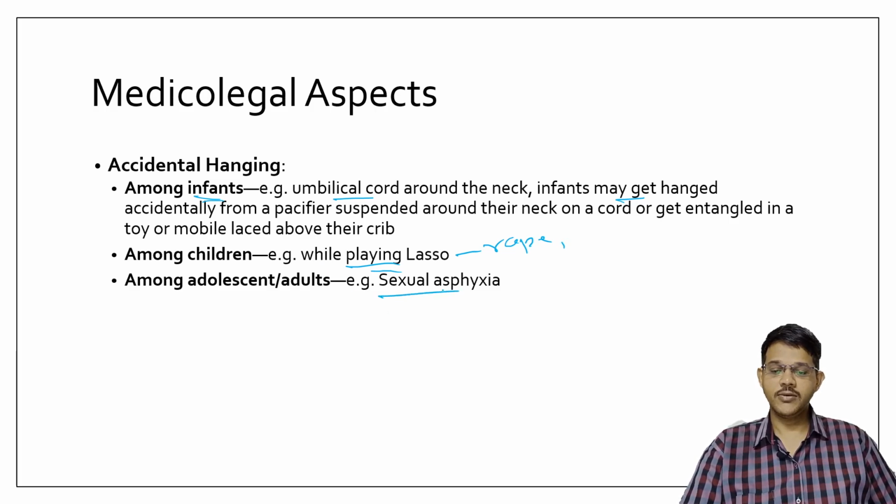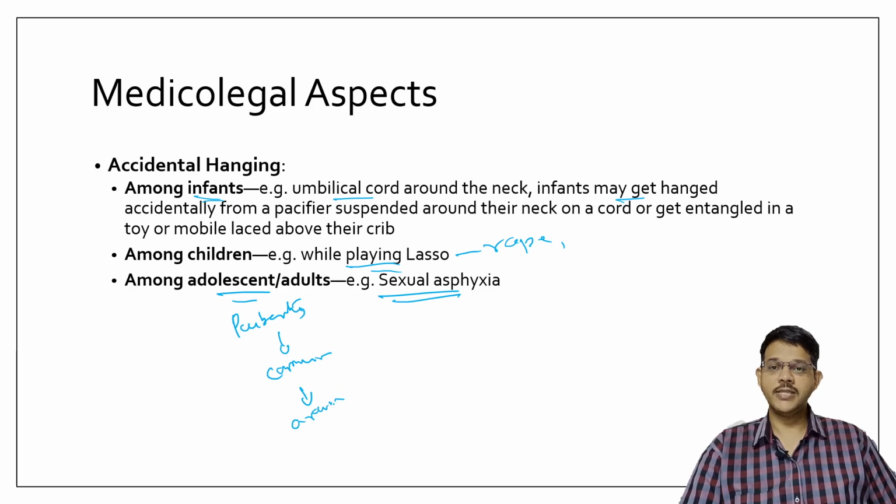In adults, there is a condition called sexual asphyxia, usually seen in adolescents, commonly in males undergoing puberty, where they compress the neck with some material. As the compression increases, the decrease in oxygen causes some form of arousal in them. So they usually undergo this exercise regularly, and by mistake the compression may increase and the person may die because of asphyxia. This is called sexual asphyxia.